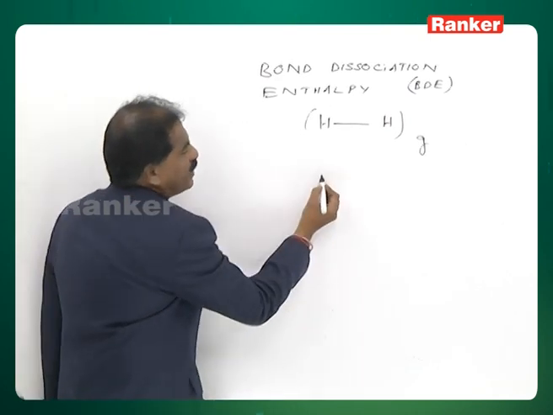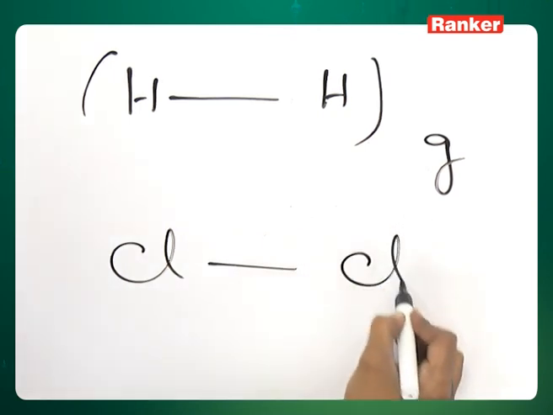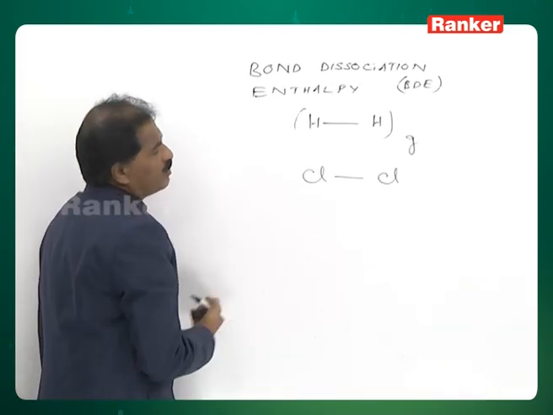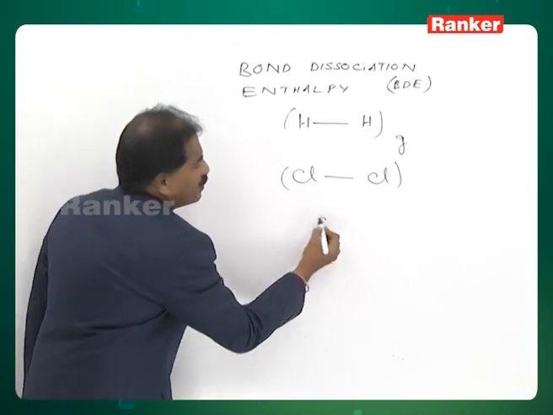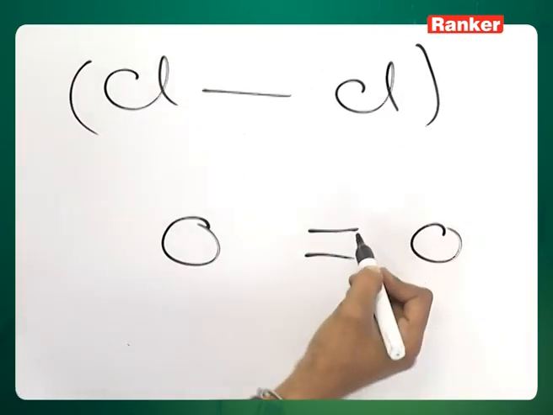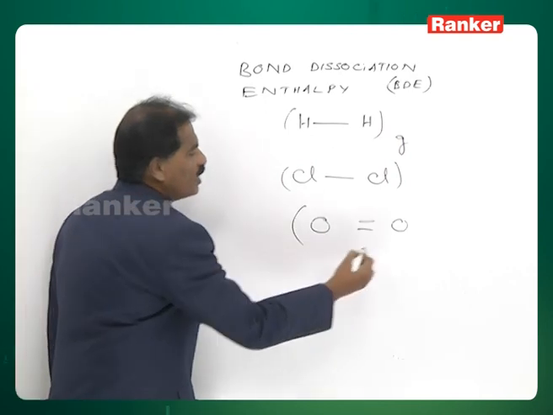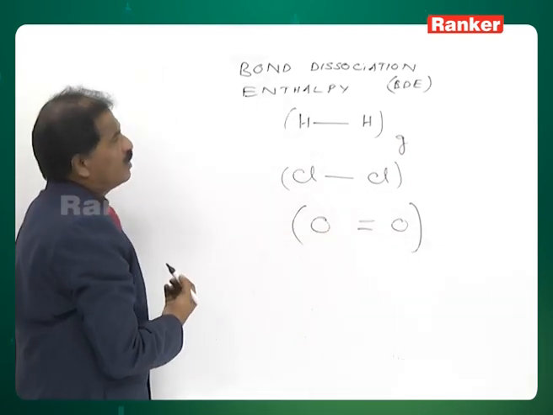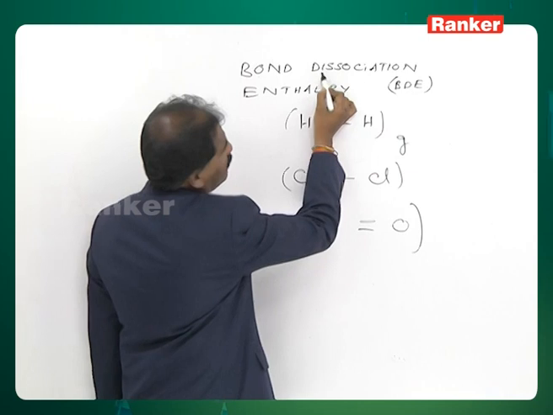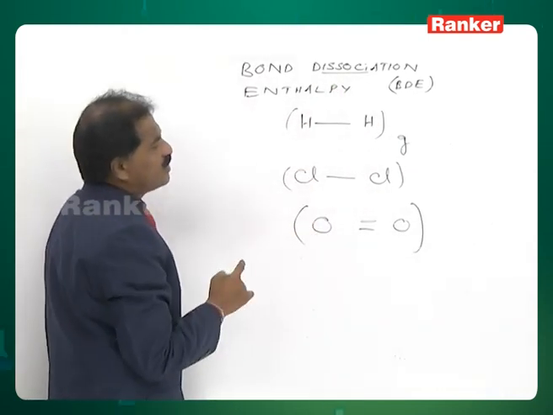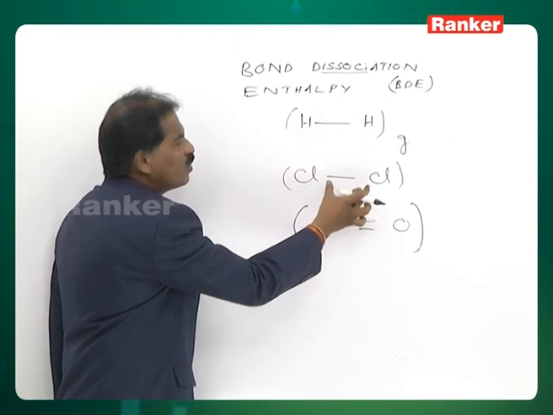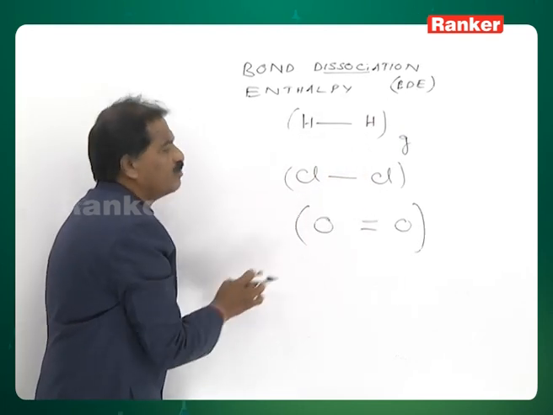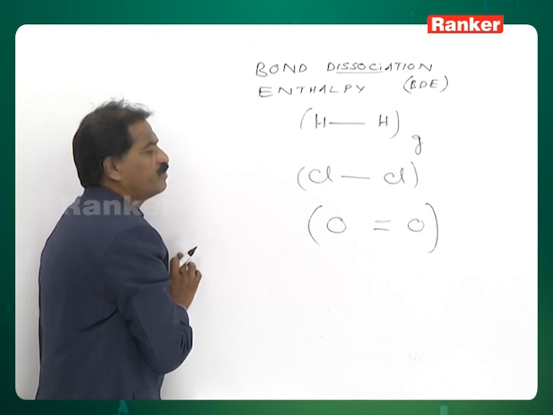Next, similarly, if you take the chlorine, 1 molecule has 1 bond, therefore 1 mole has 1 mole of the bonds. Therefore, if you take the oxygen, 1 molecule has 2 bonds, but 1 mole has 2 moles of the bonds. Therefore, bond dissociation enthalpy means energy required to break the 1 mole of the bonds present in 1 mole of the gaseous state diatomic molecules is called bond dissociation enthalpy.